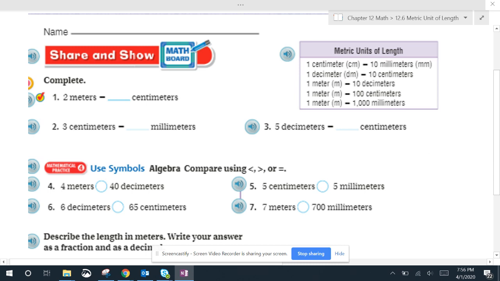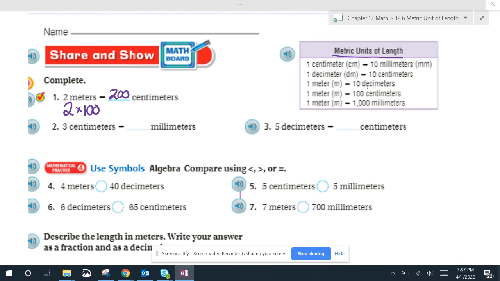So we have 2 meters equals how many centimeters? Well, if I come over here to my conversion table, I'm looking for meters. Okay. 1 meter equals 10 decimeters. Is that what I'm looking for? Nope, I'm looking for centimeters. 1 meter equals 100 centimeters. So that means I need to take that 2 meters and multiply by 100, which gets me 200. So there are 200 centimeters in 2 meters.